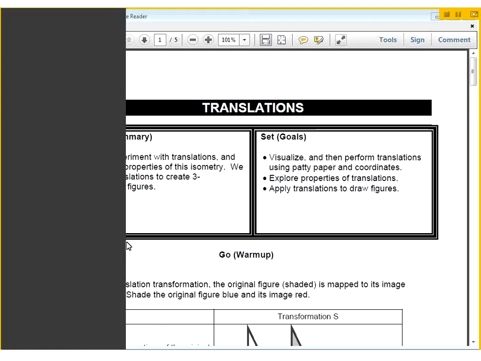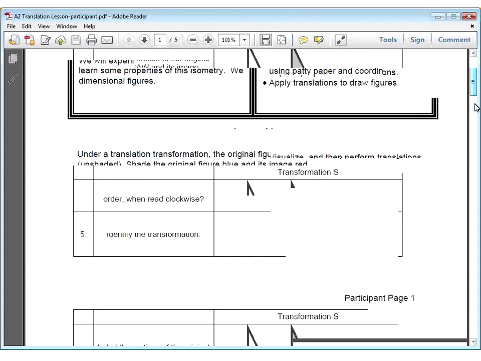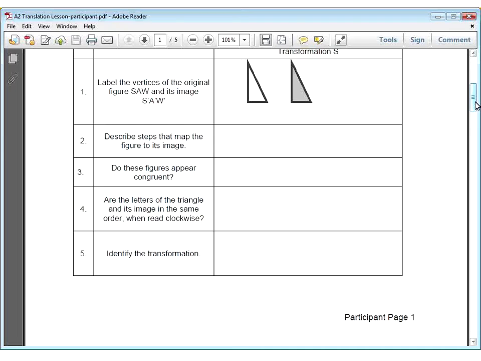Okay, we're going to come back together and finalize a couple things here and pull some ideas together. First of all, we went through this and you labeled the vertices S, A, W. The original one was S, A, W, and the new one was S prime, A prime, W prime. I went around and was talking to you about some of that. Why do we label the new one S prime, A prime, W prime?